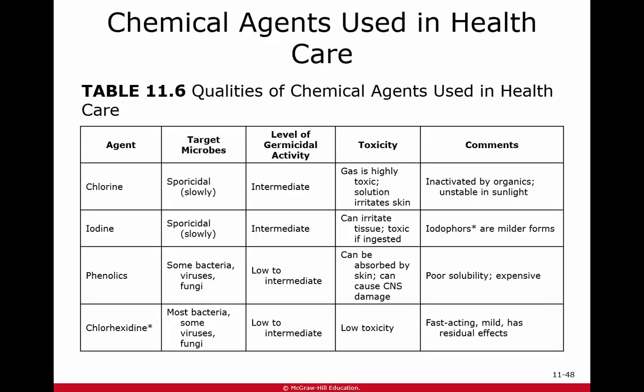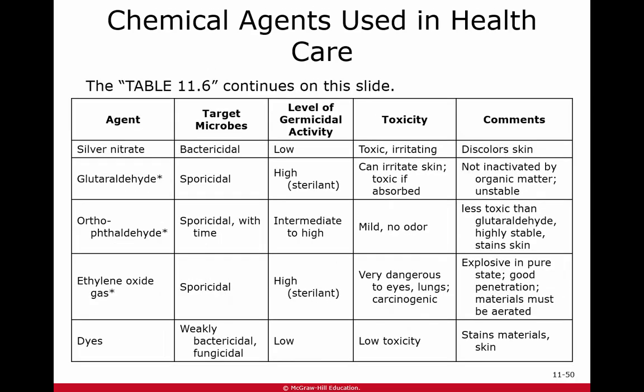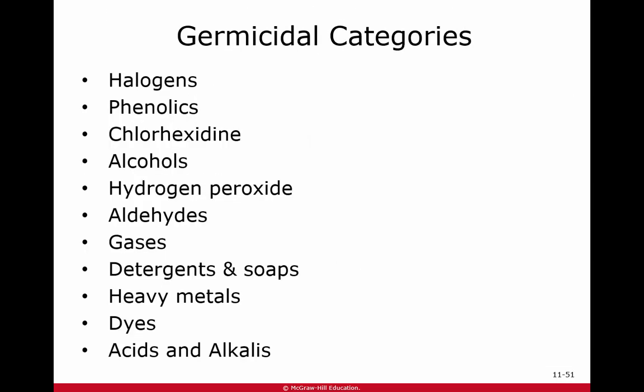These can be found on the surfaces of your skin, not necessarily in your body. In your book, there's a really good table, Table 11.6, and it's going to hit on a lot of these chemicals. It's going to look at what they target, their level, and then give you a couple of extra things about each. This will be a really good table to look at as you're studying. I would strongly advise using it. These are our major categories of germicides, the major categories of chemicals we use to kill things.